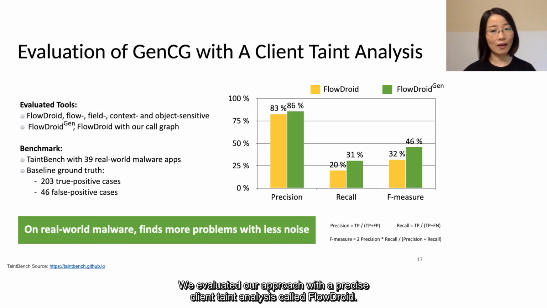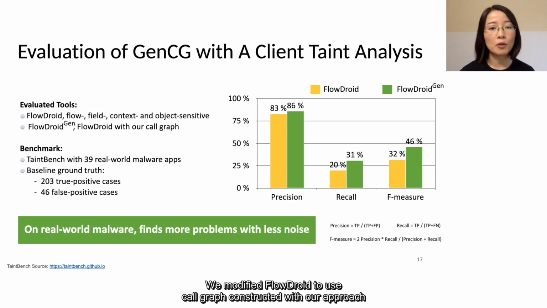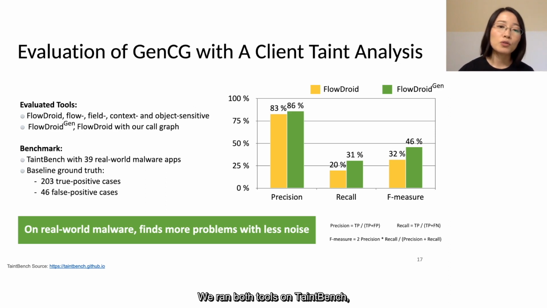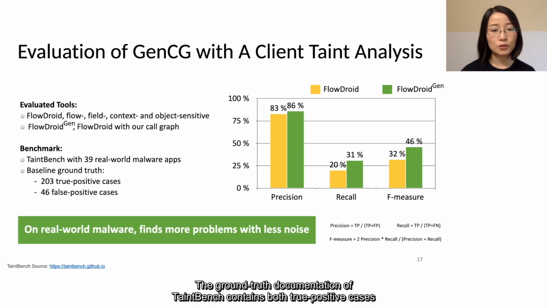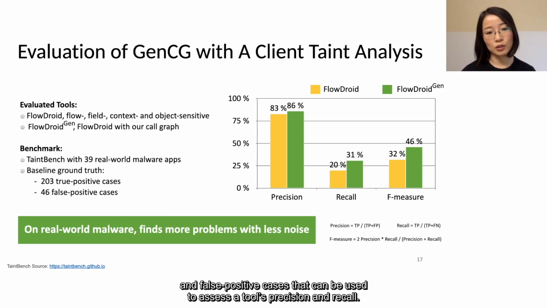We evaluated our approach with a precise client taint analysis called FlowDroid. We modified FlowDroid to use the call graph constructed with our approach using the generated placeholder library for Android. We ran both tools on TaintBench. It is a benchmark suite that consists of 39 real-world malware apps with a documented baseline ground truth. The ground truth documentation of TaintBench contains both true positive cases and false positive cases that can be used to assess a tool's precision and recall.